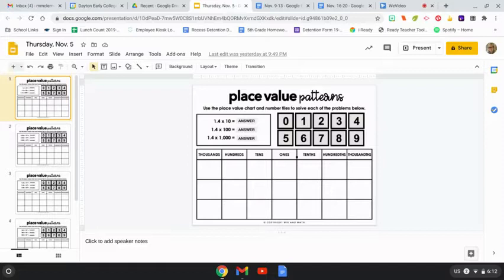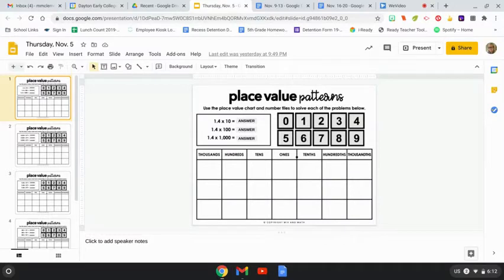So today, what we're going to do is practice using our place value tiles on our slide, and finding the product and quotient of problems with decimals and whole numbers, and watching them change based on multiplying them by powers of 10.